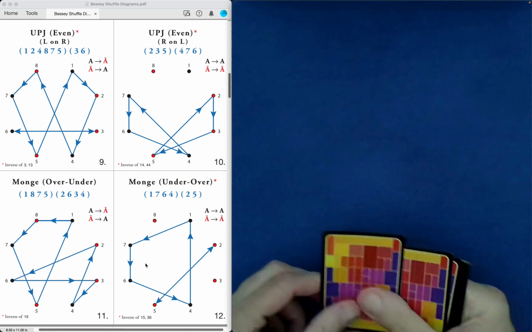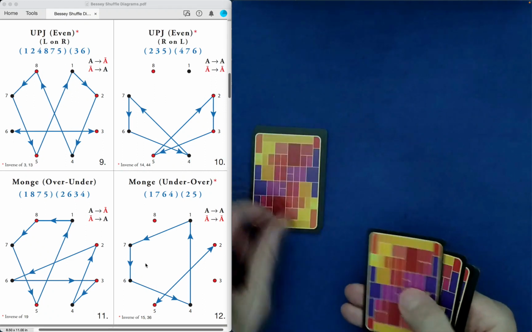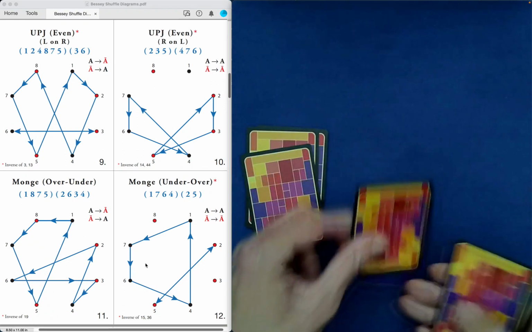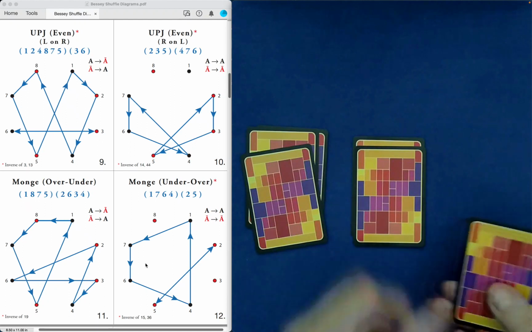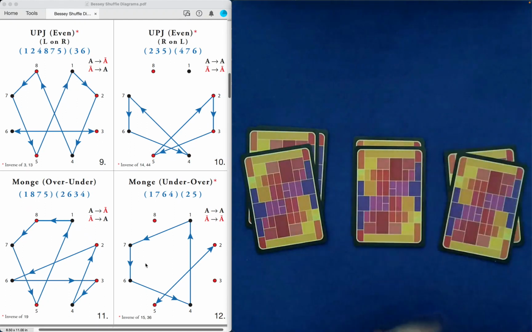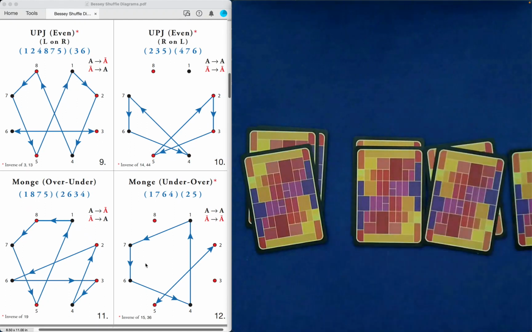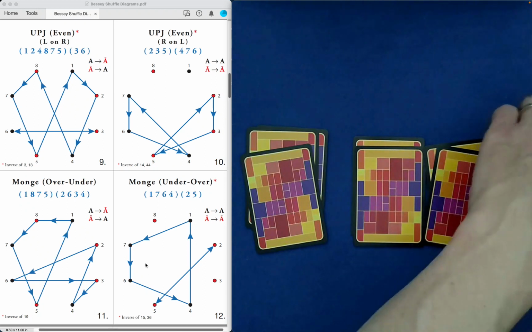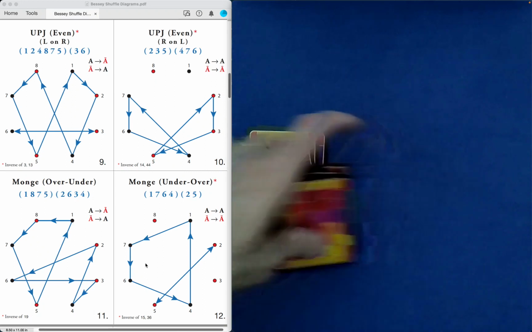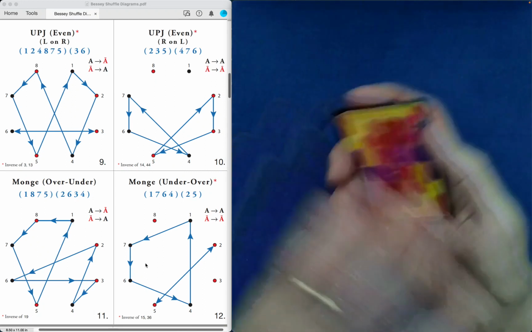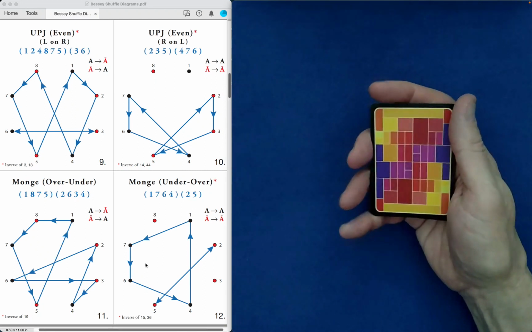Why don't we do one more of these? You just start dealing till the spectator says stop, and then you deal into another pile. Maybe they say stop there, maybe they say stop there, and then we have this fourth pile over here. So the first shall be last and the last shall be first.